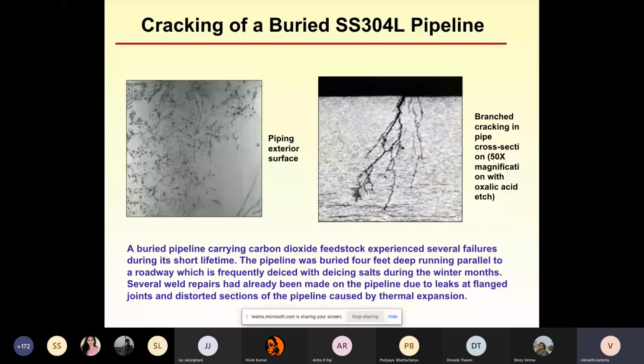So they use this salt to de-ice during the winter months, and in the pipes, they would notice that over a period of time they would generate cracks like this. You see this branching kind of cracks in the pipes. So what do you think is happening? This is an example of stress corrosion cracking, but the salt on the road, how is it reaching the pipes?